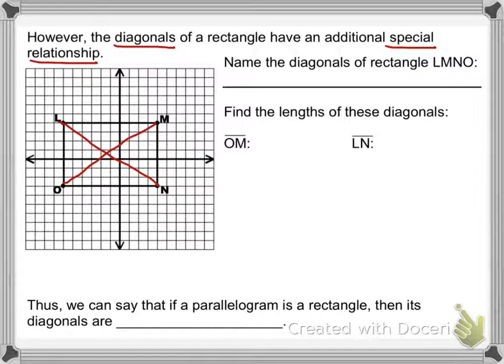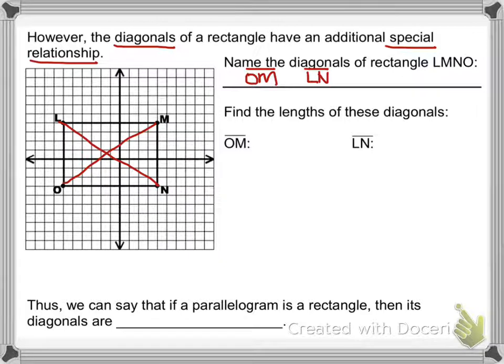And remember, you could put OM or MO, that doesn't matter. But then you want to have the segment symbol on top. And then for LN, it could be LN or NL, that doesn't matter. The next thing we're going to do is find the lengths of both of these. So we're going to use the distance formula. So in order to do that, we first need to find the coordinates of the points that we're using. So the distance between O and M, we need to find the coordinates of O and M.